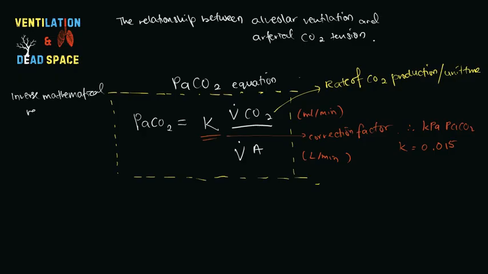So notice the inverse mathematical relationship between PaCO₂ and alveolar ventilation. As alveolar ventilation increases, there will be a resultant reduction in PaCO₂. Doubling the alveolar ventilation will result in halving of the PaCO₂. Now let's see this in a graph.